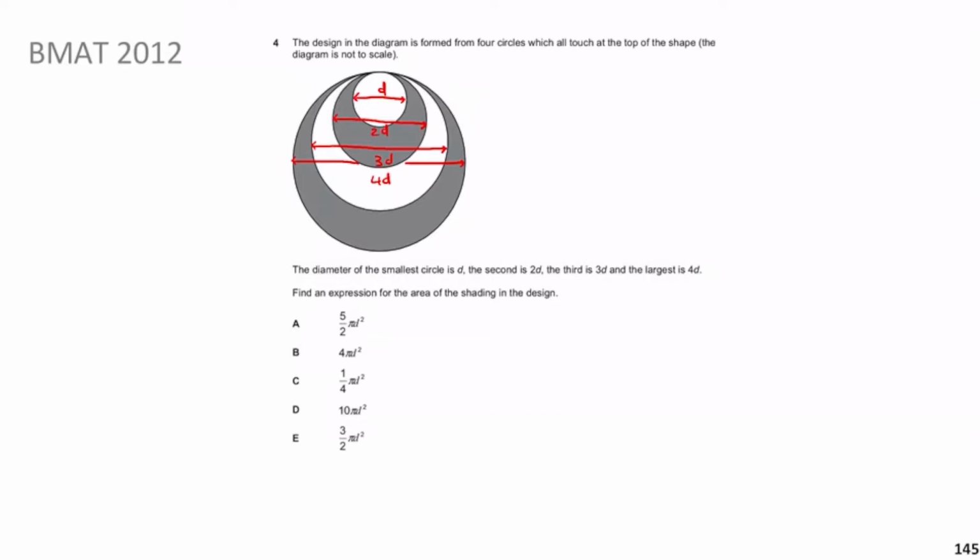So let's start with the big shading here first. The big shading is just going to be the biggest circle minus the second biggest circle. Remember, the area of a circle is pi r squared. So the biggest one's going to be pi, the radius is going to be 2D, remember the diameter is 4D so the radius is half of that, squared, minus pi times 3 over 2 D squared. So that's pi lots of 4D squared minus pi lots of 9 over 4 D squared.